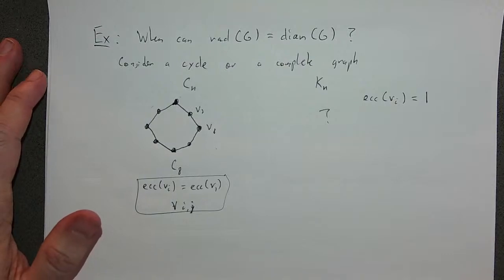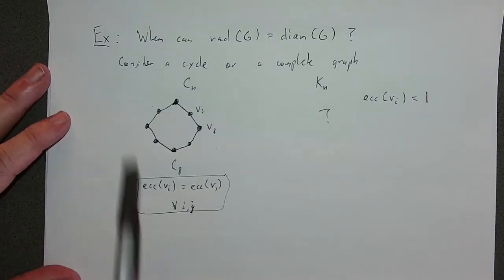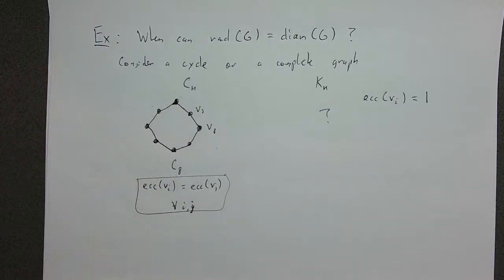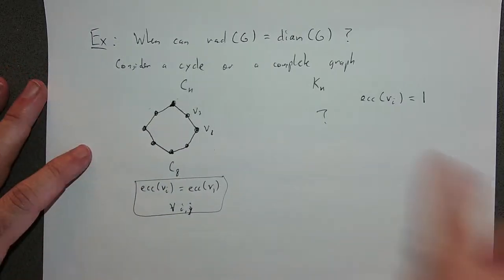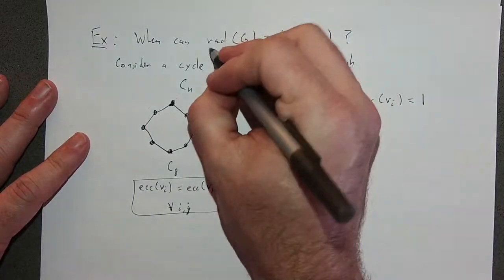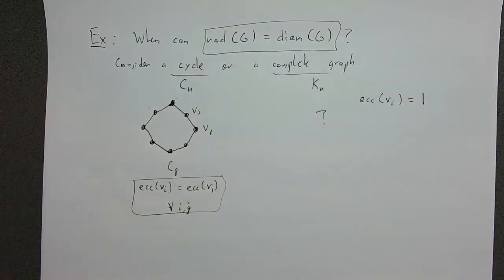So in the same way, all these eccentricities are equal. They're actually equal to the same number, and this is also true for a cycle. They're just equal to the same thing. And so, in both of these cases, the radius is equal to the diameter. And so this is something you have to keep in mind.